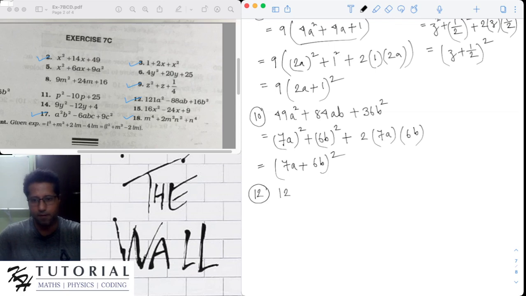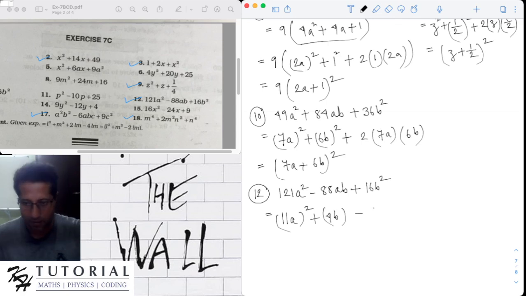It is 121a square minus 88ab plus 16b square. Now these are relatively easy because you can see that the given polynomial is exactly fitting the form of a square plus b square plus twice ab, or a square plus b square minus twice ab. So 121 is 11 square. So I can express 121a square as square of 11a, and I have 16b square which can be expressed as square of 4b, and I have minus 88ab.